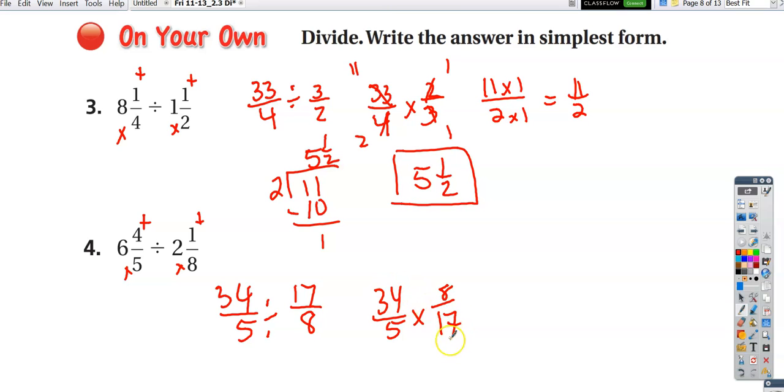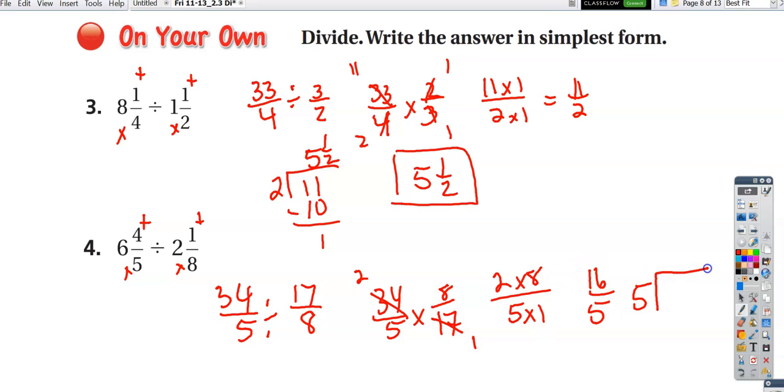All right, so 34 is double 17, so I've divided both of these by 17. 17 divided by 17 is 1. 34 divided by 17 is 2. When I multiply across, I get 2 times 8 and 5 times 1, so I end up with 16 fifths.